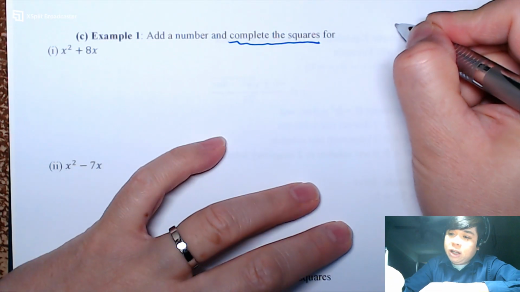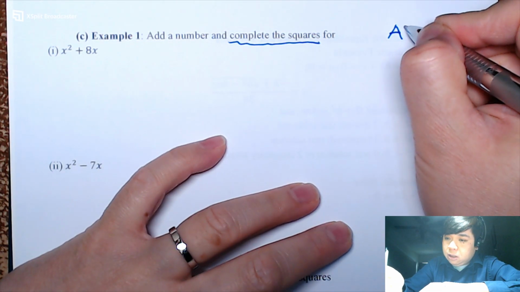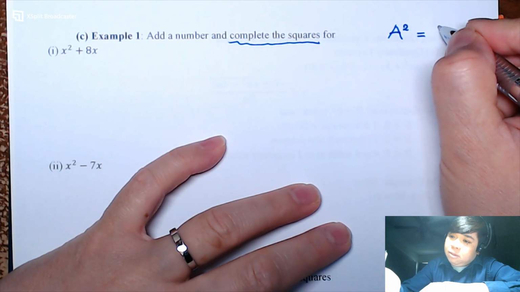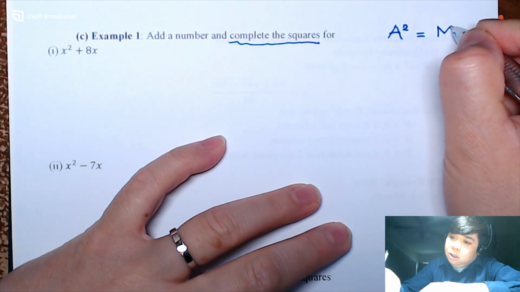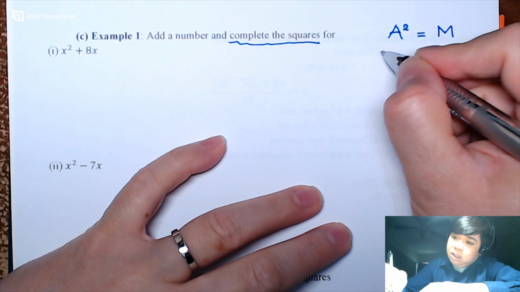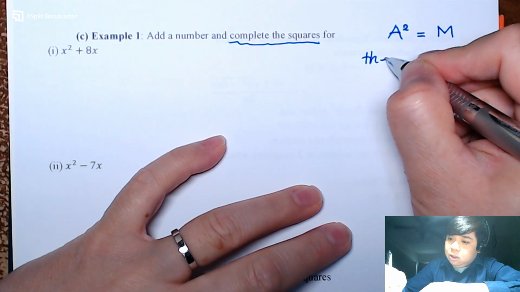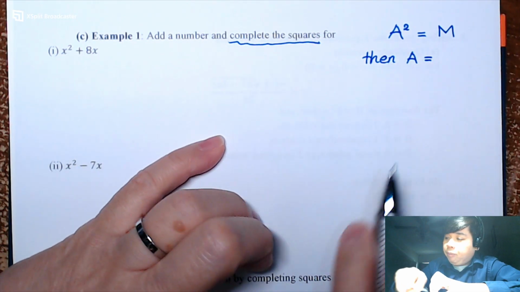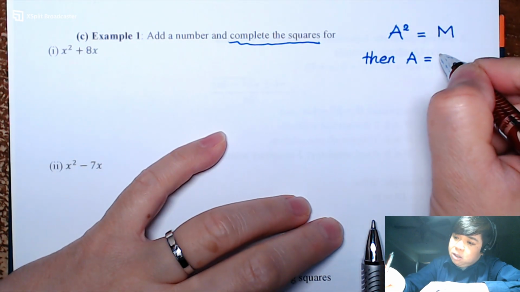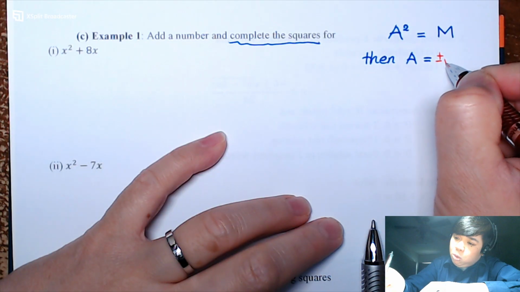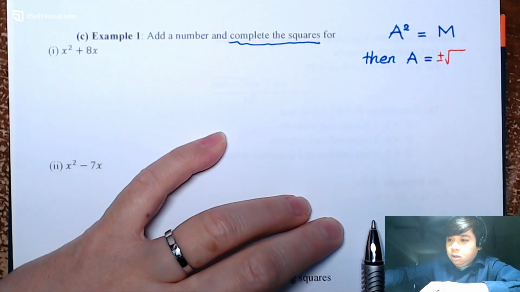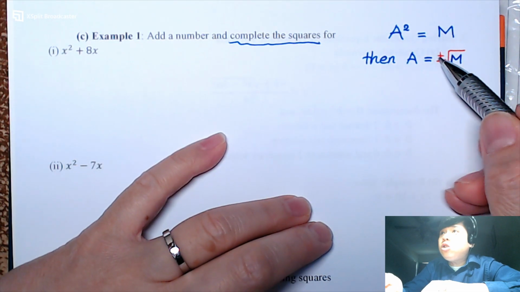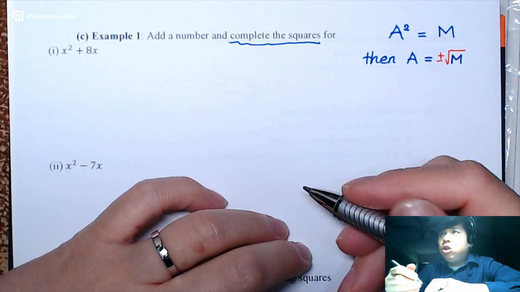If we have a square of something equal to, let's say, m, then we say a equal to plus or minus square root of m. So that is the plus or minus square root will cancel a square.